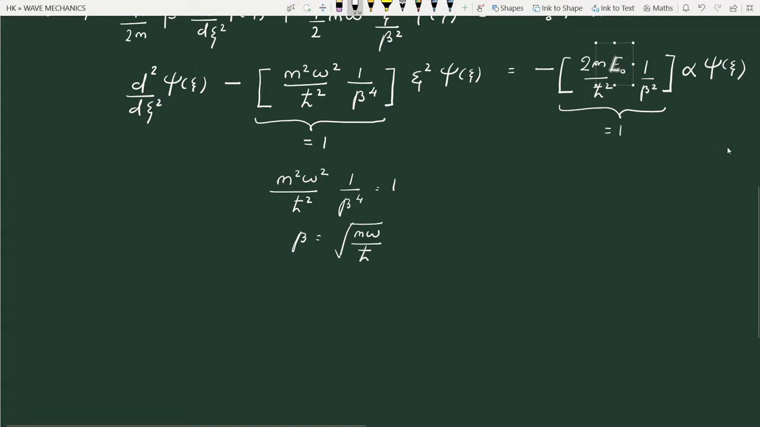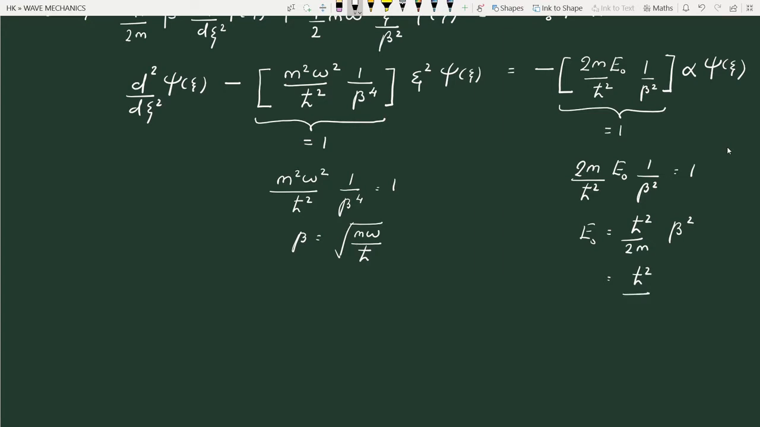So let us go here: 2m by h cross square, E0, 1 by beta square is equal to 1. So what is E0? E0 is h cross square by 2m into beta square. But now we know the value of beta square. Look at here, we have already obtained beta, the square root of m omega by h cross. So what is beta square? m omega by h cross.